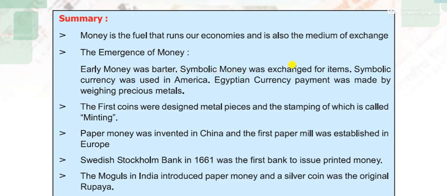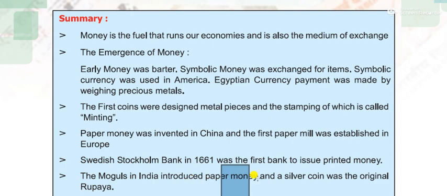This is very important. So at last I would like to explain the summary of the chapter. Money is the fuel that runs our economies and is also the medium of exchange. The emergence of money: early money was barter. Symbolic money was exchanged for items. Symbolic currency was used in America. In Egyptian currency, payment was made by weighing precious metals. The first coin was designed from metal pieces, and the stamping of which is called minting.